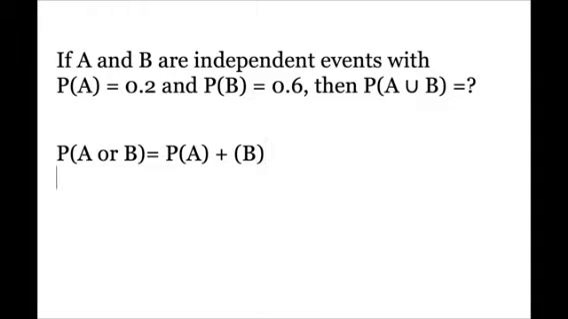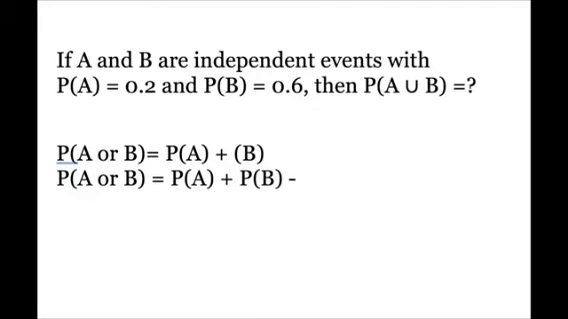The other formula that the rule of addition has given us is probability of A or B occurring is equal to probability of A plus probability of B minus probability of A and B occurring. So in order to use this formula, we need to find probability of A and B occurring.